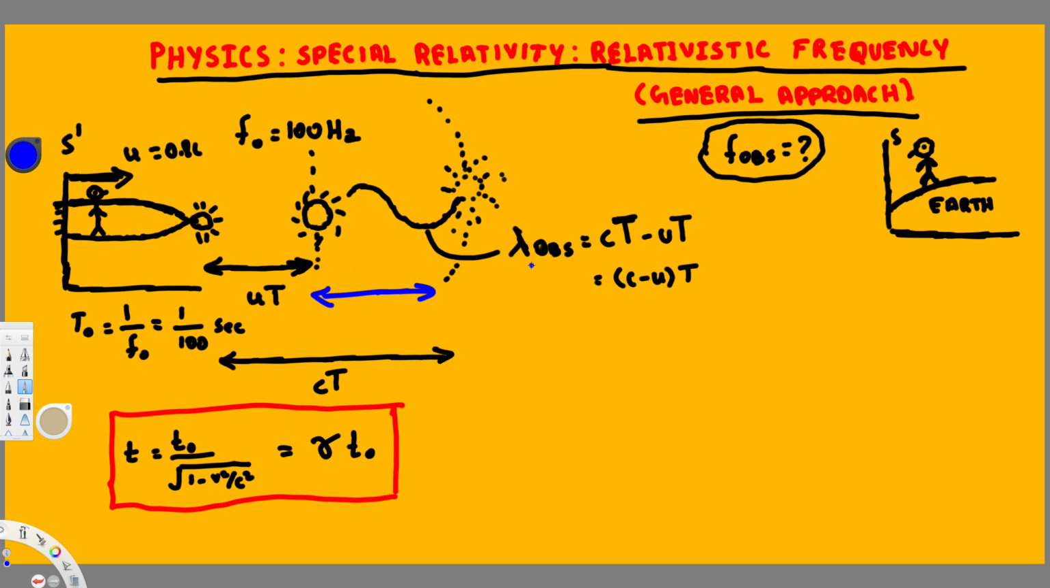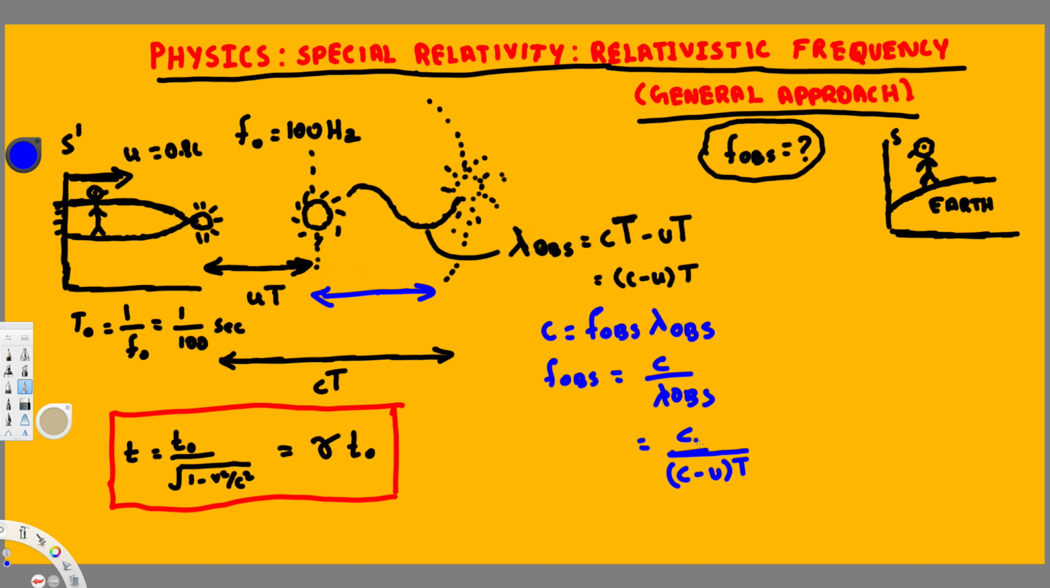Now let's see how we can use this to calculate f observed. The equation we are going to use is c equal to f observed times lambda observed, similar to v equal to f lambda, right? Here c is the speed of light, f observed is what we are trying to find, and lambda observed is going to be this distance. Now if you rearrange this equation, f observed is going to be equivalent to c over lambda observed. Now we can replace this lambda observed with this equation, so c over c minus u times the period.